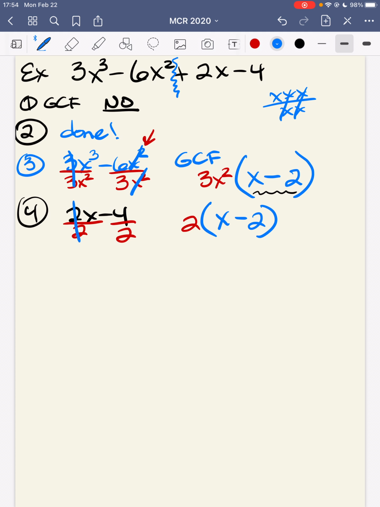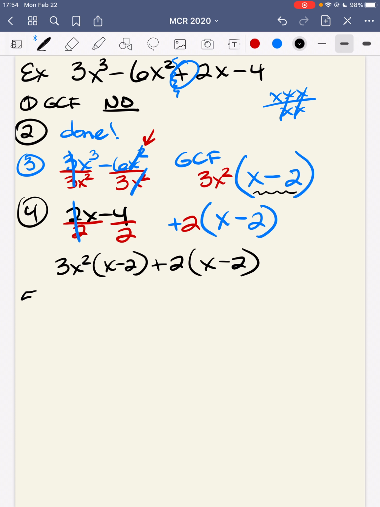All right, so let's go ahead and put it back together. The 2 keeps its plus sign that it originally had from here. So now I have 3x squared times (x minus 2), plus 2 times (x minus 2). Now step 5 says I need to pull out my binomial GCF. It has to match exactly. In this case, I do have a binomial GCF. And I'm going to take it out, so I'm basically dividing by x minus 2.